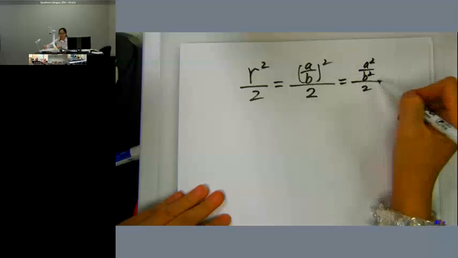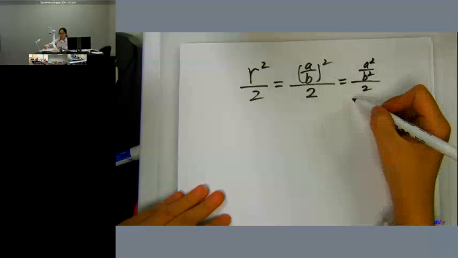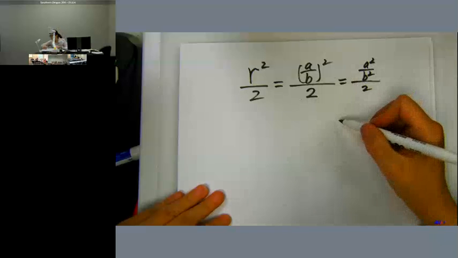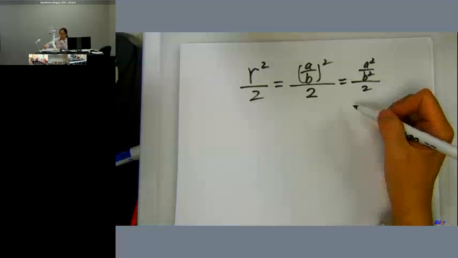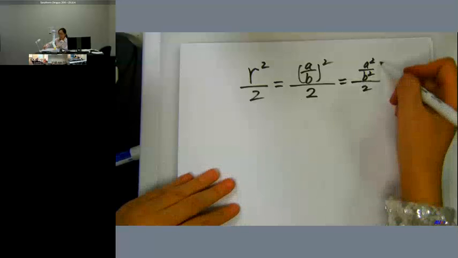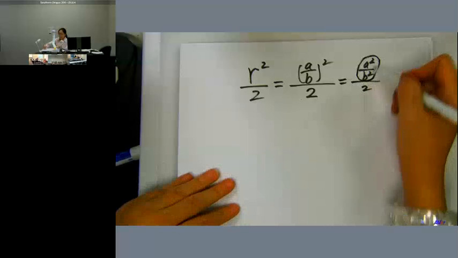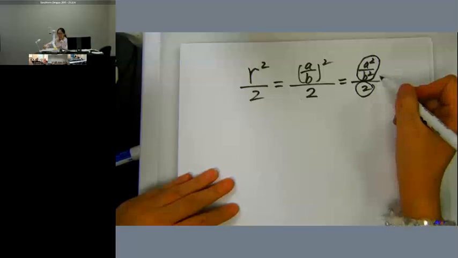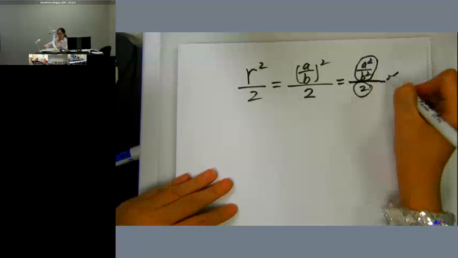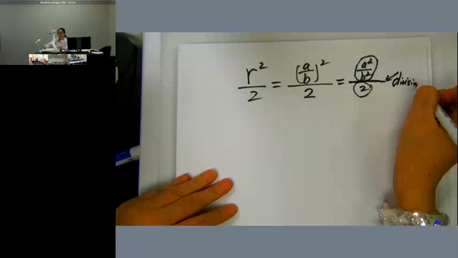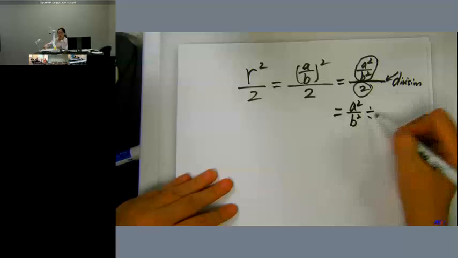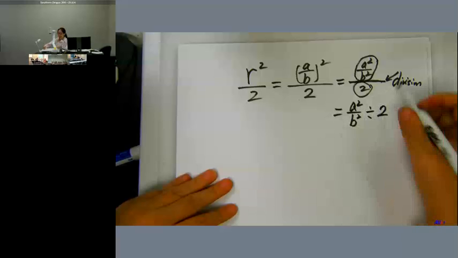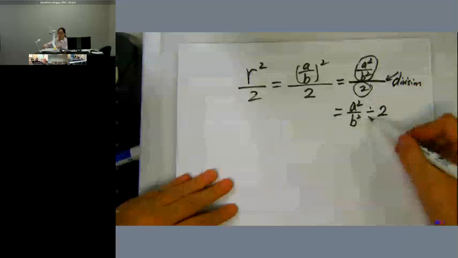Does everybody know how to do that? What does this line mean here? This line. Division, right? Okay, so if this confuses you, you could change it to the traditional symbol for division. It's like doing a squared over b squared divided by 2.